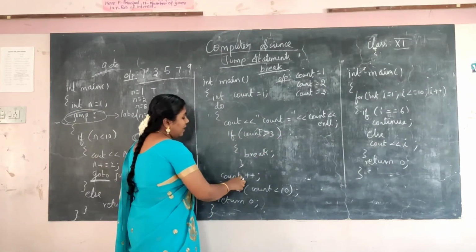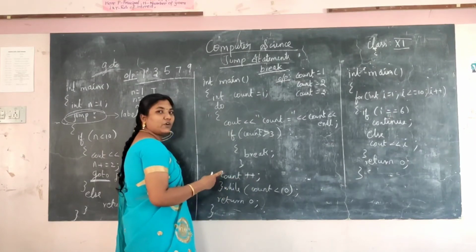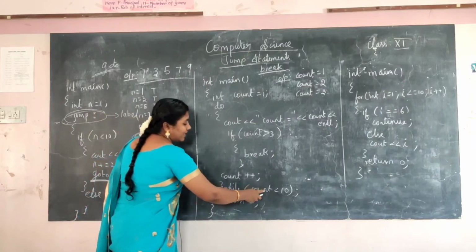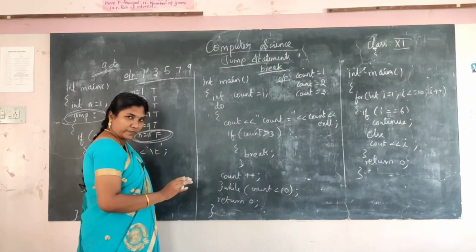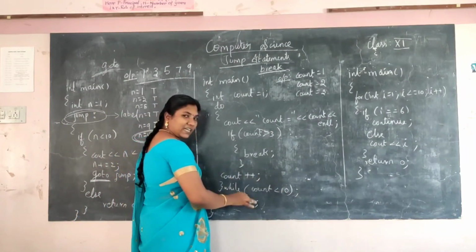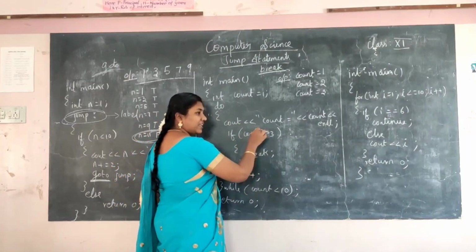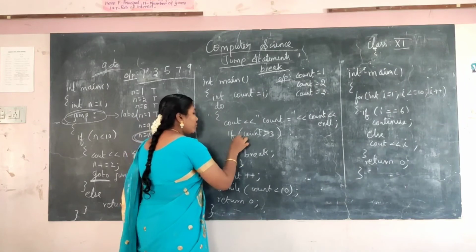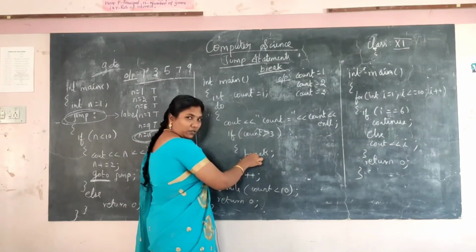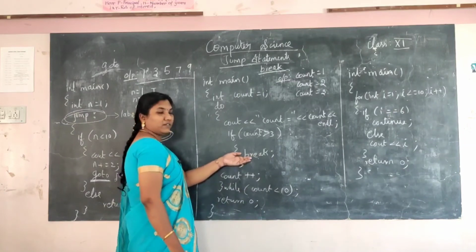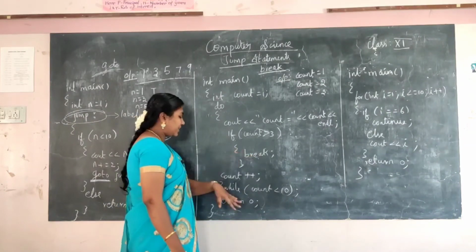and will come here. Count plus plus means count is equal to count plus 1, that is 3 plus 1, 4. 4 less than 10, condition true. Okay, 4 is less than 10, condition true, so it will go to do. So 4 greater than 3, here the condition is true. True means it will get inside this if block, isn't it? But inside the if block I have given a break statement. So it will terminate the loop.